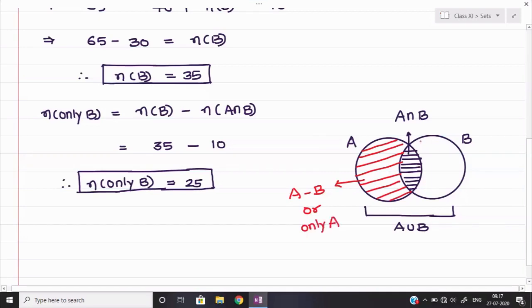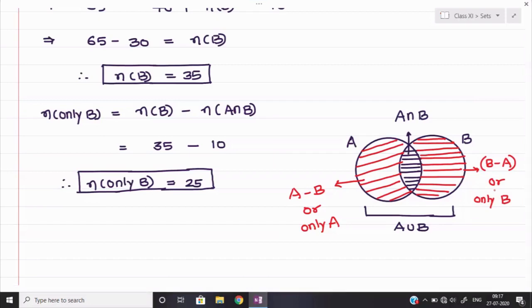Similarly, this particular region which I am shading in B, leaving the common portion of A and B, is called B minus A, or we can say only B. So here only B means the exclusive elements of that set. Only B coming to 25 means they are only playing tennis. They are not playing any other game.